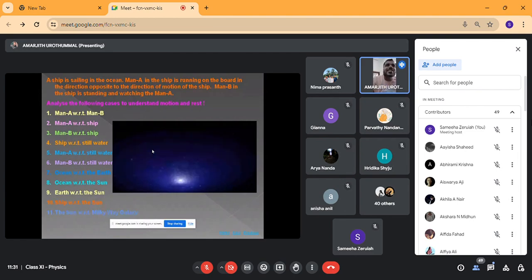So like that, we can go on asking. What you have to do is take different cases like this and analyze yourself whether it will be in motion or rest. Okay. The next one: Milky Way galaxy with respect to other galaxies. Motion. Clear? So this is the concept of motion and rest. The main point here is that motion and rest are relative terms. We cannot say that an object is in motion without knowing the frame of reference.